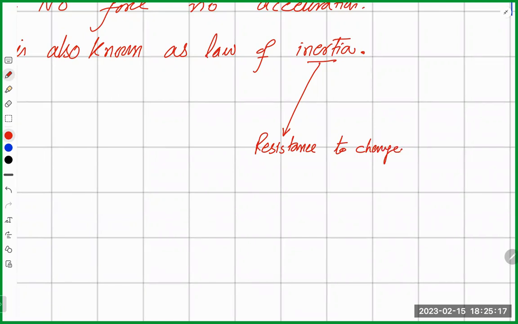Now, change in what? Motion. So, an object which is at rest wants to stay at rest. An object which is moving wants to keep moving with constant speed in a straight line. This property of an object is called inertia. And the magnitude of that inertia is known as mass.